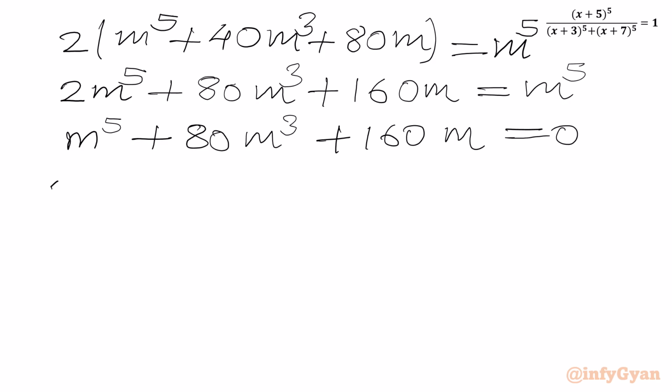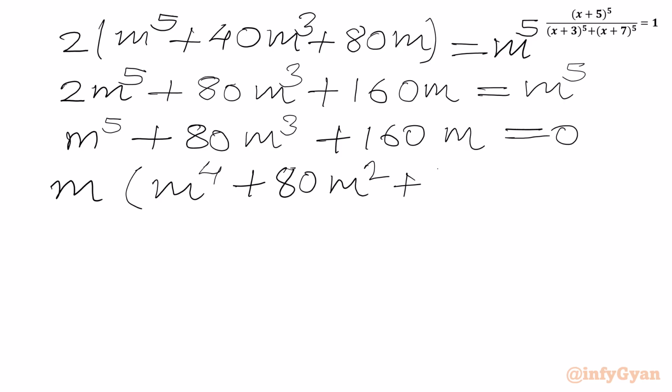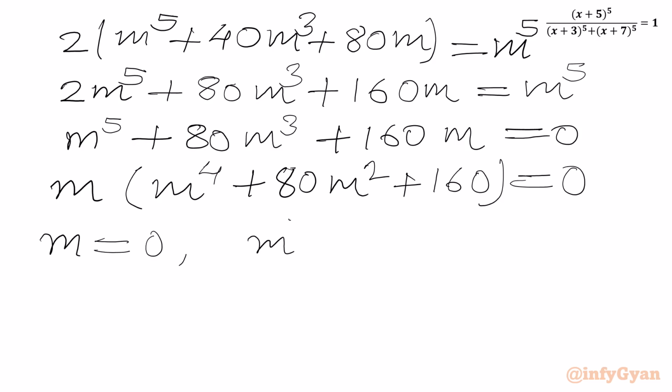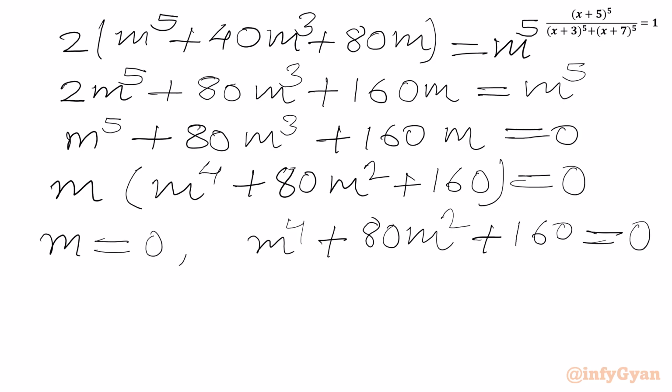Now m is common, so we will take m common out. In the bracket we will get m power 4 plus 80 m square plus 160 equal to 0. So from here we can conclude either m equal to 0 or m power 4 plus 80m square plus 160 equal to 0. But as per our condition, m cannot be equal to 0, so this will be a rejected solution.